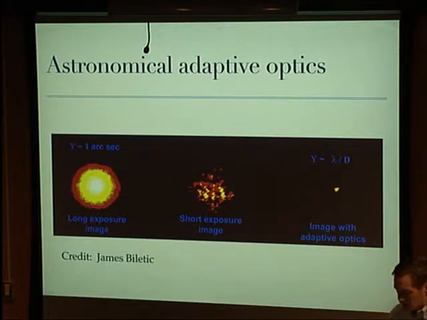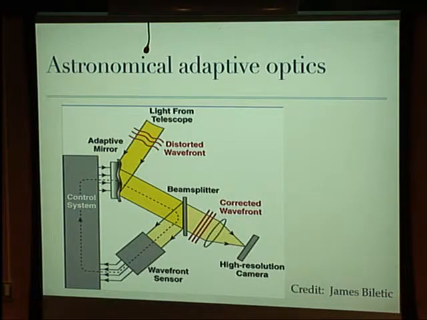Again, this is not my work. I'm copying from the internet somewhere. And this is how these things generally work. You have the light from the telescope. You have an adaptive mirror. The light from the telescope is split. Some of it goes to the science camera, and the rest goes to a wavefront sensor, which controls this adaptive mirror to try to correct for the turbulence in the atmosphere.